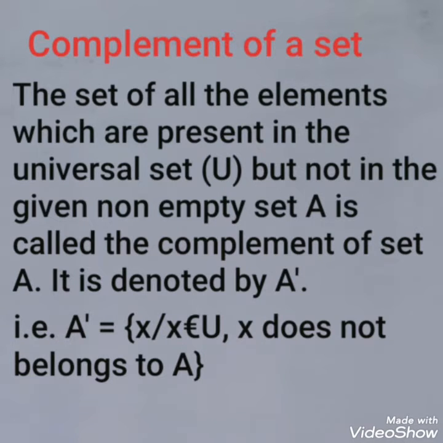Here we say that the set of all the elements which are present in the universal set, denoted by capital U, but are not present in the given non-empty set A, is called the complement of set A, and it is denoted by A dash. In short, mathematically we can say that A dash equals x such that x belongs to U but x does not belong to A.